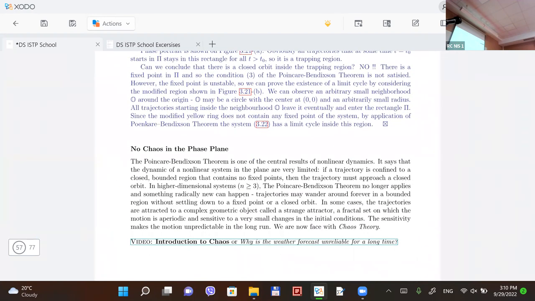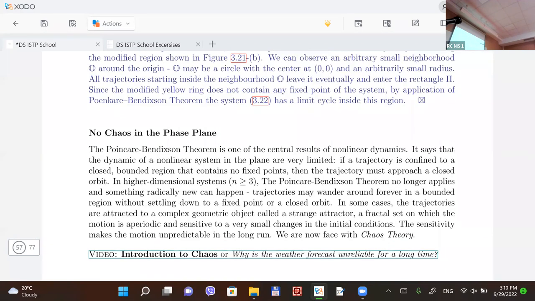The Poincaré-Bendixson theorem, as I mentioned, is very important in nonlinear dynamics, because it says that nonlinear dynamics in the plane is quite limited compared with higher dimensions. If a trajectory is trapped in a closed bounded region without any fixed point inside, then the trajectory must approach a limit cycle. But in higher dimensions, the Poincaré-Bendixson theorem no longer applies.